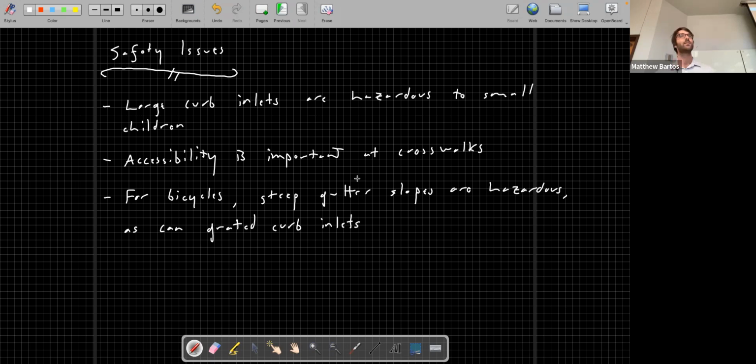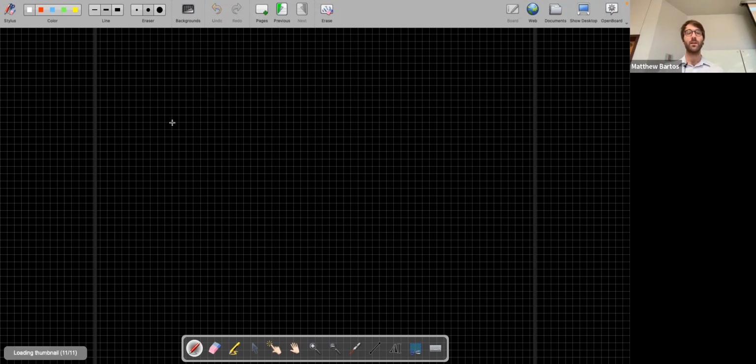Are there any other safety issues you can think of that will be important to consider? Any more? Okay, those are the main ones we're going to have to think about in terms of design, and those are the ones that are often included in drainage manuals like the Austin Drainage Criteria Manual. Okay, so we have safety issues. We also have hydraulic issues.